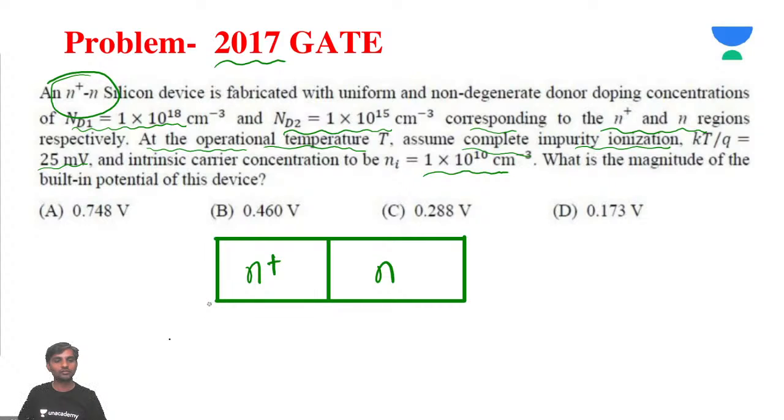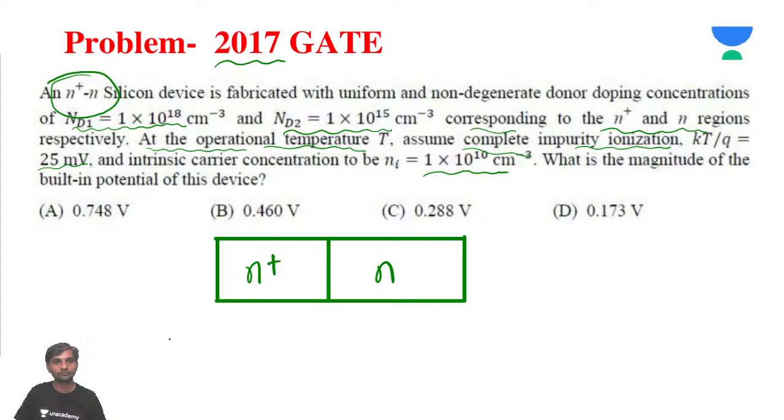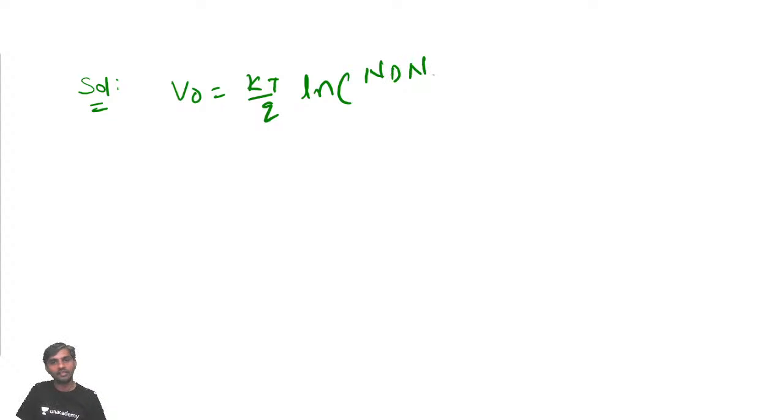I'll tell you the second solution very easily. V naught is asked, and we know that V naught is equal to KT by Q into ln of ND NA by Ni square. This is what we know already.